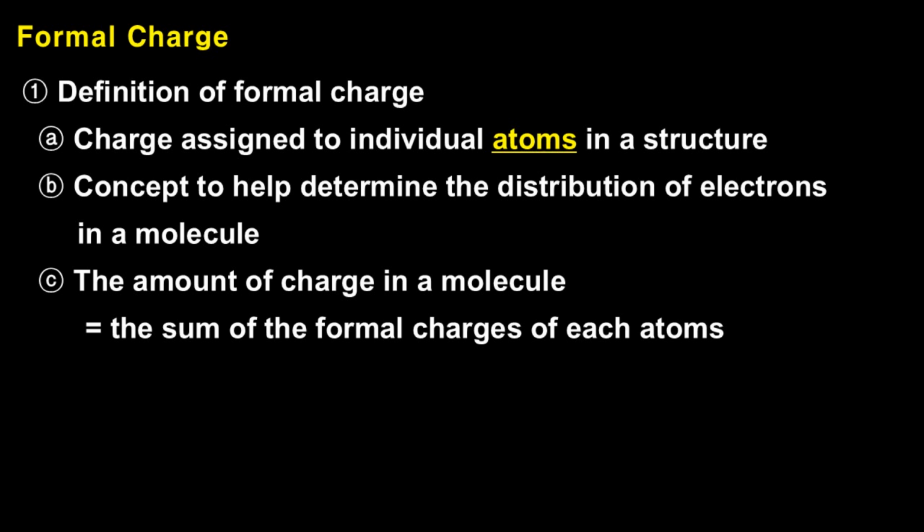And here's the key part. When you add up the formal charges of all the atoms in a molecule, that total has to match the actual charge of the whole molecule. So for a neutral molecule, the sum should be 0. And if you're dealing with a polyatomic ion, the total should equal the ion's overall charge. That's something you always want to keep in mind when you're drawing Lewis structures.